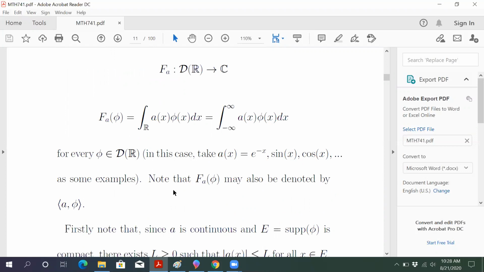Look at here, I mentioned something here. F_A at phi, it means the value of F_A at phi, might be denoted, if you refer to some other textbook, they may denote this by almost like an inner product, A and phi. But for our discussion, we use this notation. But if you refer to other textbooks, for the value of F_A at phi, they may use this notation.